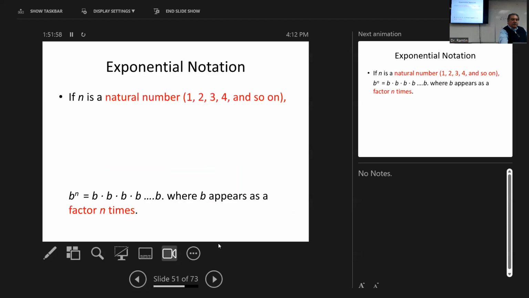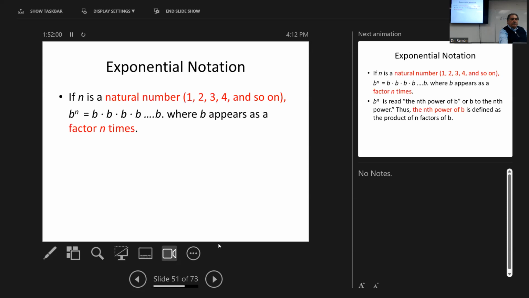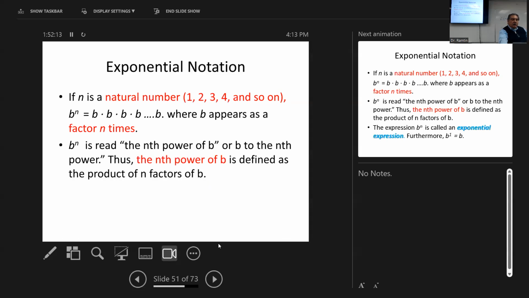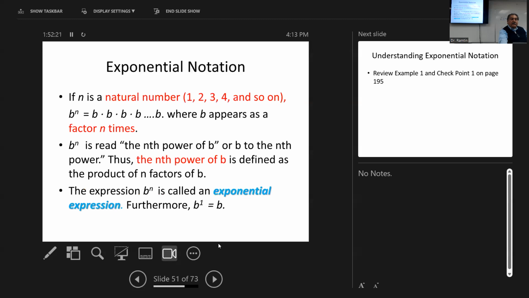Now we have exponential notation, which means b to the power of n. If n is a natural number, b to the n means b multiplied n times. That is the nth power of b, or b to the power of n. And this kind of writing is an exponential expression. And remember, any number to the power of 1 is equal to itself. Any number to the power of 0 is what? 1.